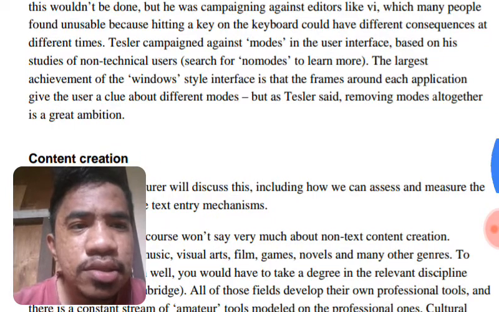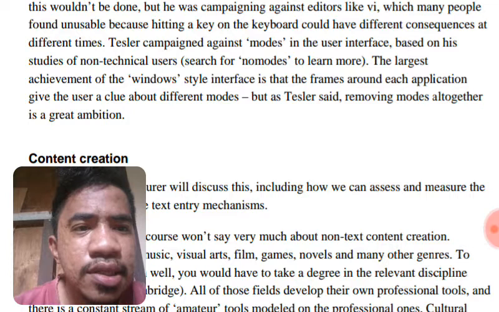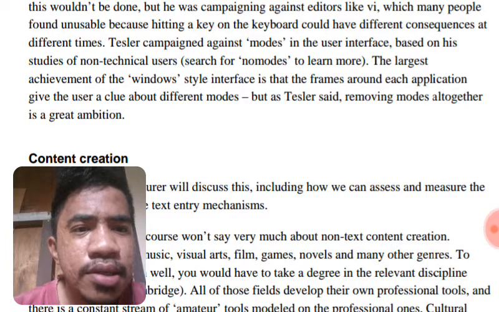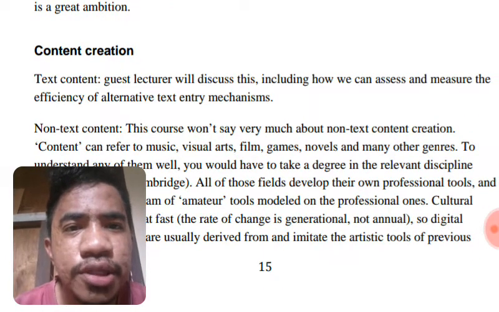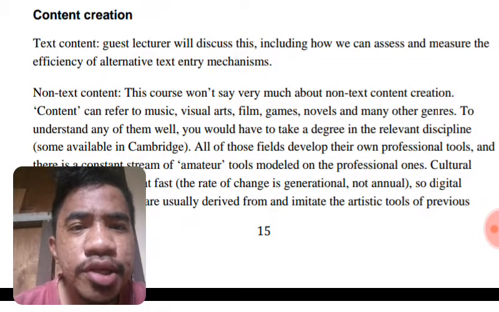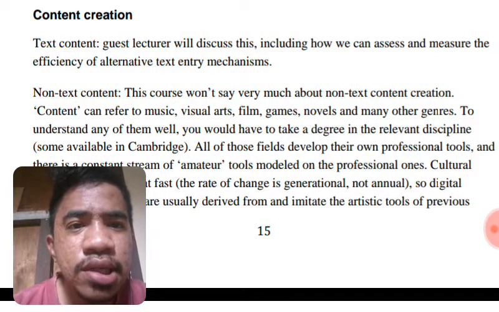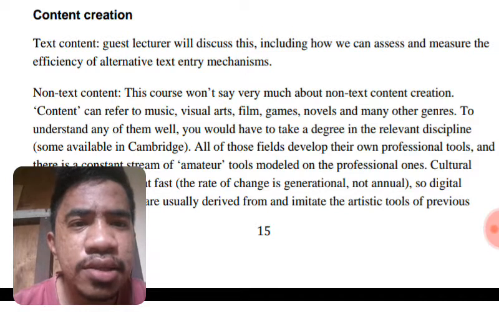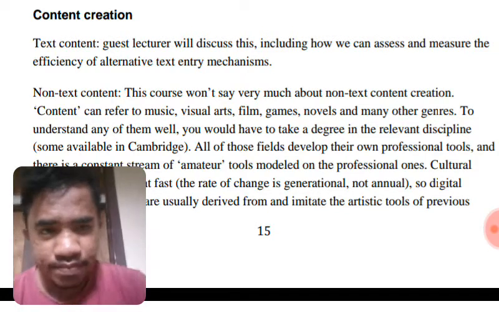The large achievement of the Windows style interface is that the frame around each application gives the user a clue about different modes. But as Tesler said, removing modes altogether is a great ambition. Content creation, text content: the guest lecture will discuss this, including how we can assess and measure the efficiency of alternative text entry mechanisms.